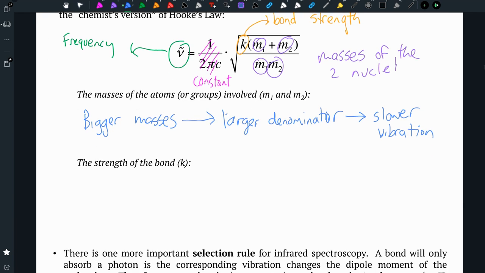The second piece is K, and if you have a stronger bond, that's in the numerator, that's going to lead to faster vibration. And again, you can think of this in terms of a spring, like a stiffer spring is going to make things vibrate faster than a looser spring.